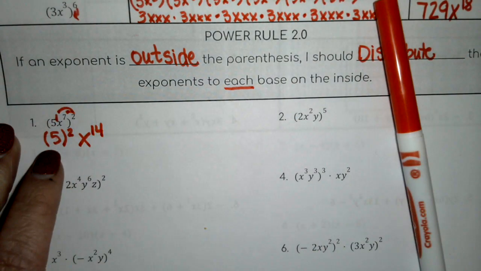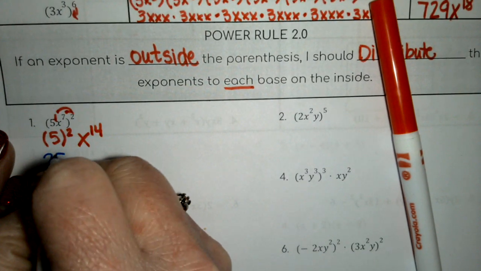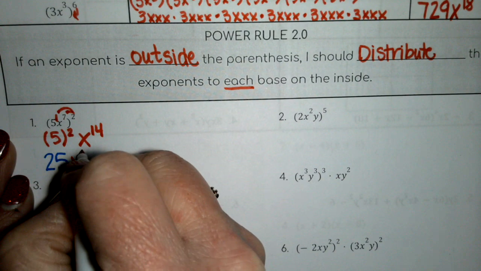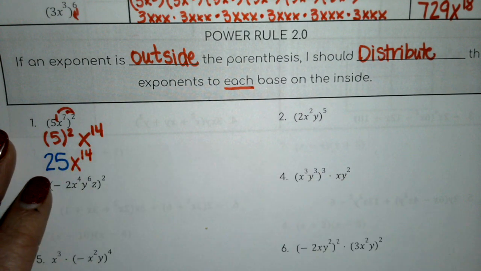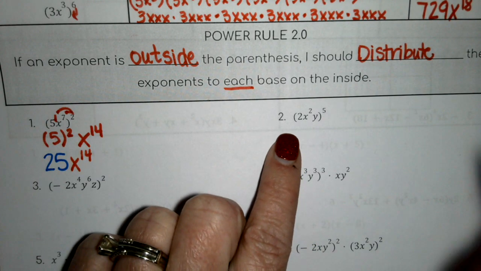Now we need to simplify. 5 squared is 25. And then we just drop down the x to the 14th. And that's my final answer, 25x to the 14th. It's a whole lot better than having to expand it all out. Let's try it again on number 2.